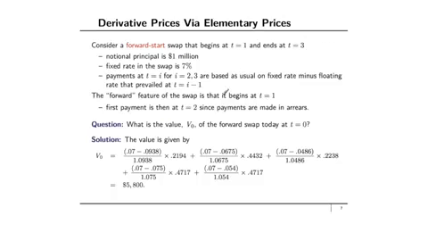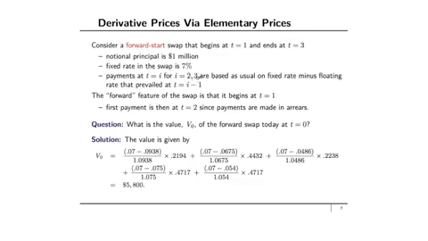We can also calculate other security prices using these elementary prices. So here's another example. Consider a forward starting swap that begins at t equals 1 and ends at t equals 3. The notional principal is $1 million. The fixed rate in the swap is 7%, and the payments are received at time t equals i for i equals 2 and 3. So this is where the forward feature kicks in.